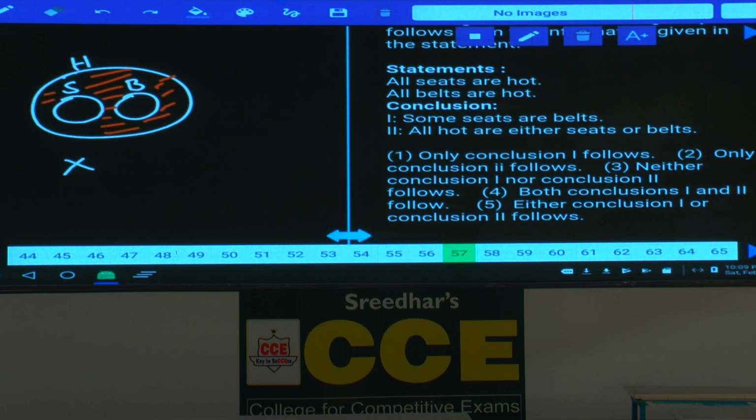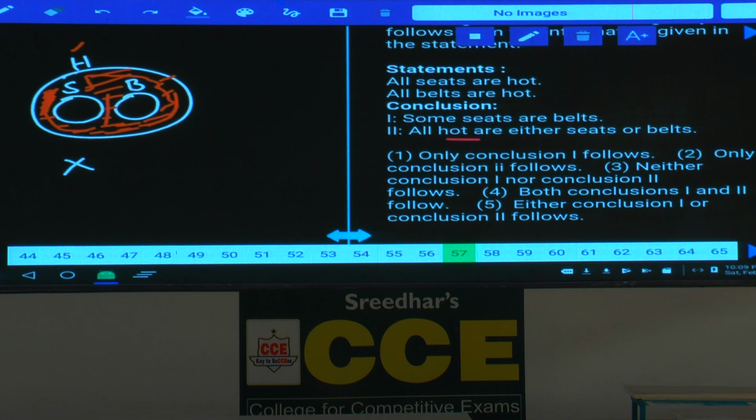This belt and seat, and this belongs to what? This belongs to only hot, isn't it? Hence "all hot are either seat or belts" is false, isn't it? Only some part of hot are seat and belt, whereas "all seats, all part of hots are seat and belt" is false, because this is the area which does not belong to seat and belt, but belongs to this hot.